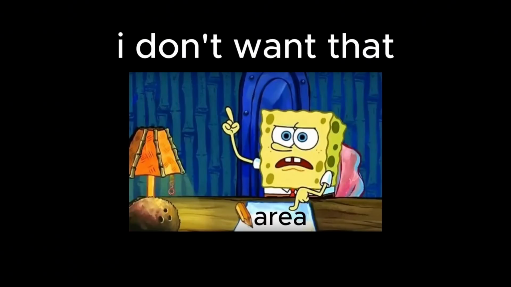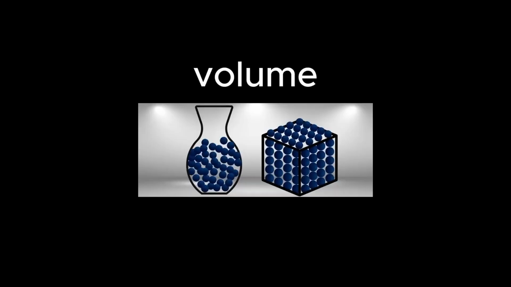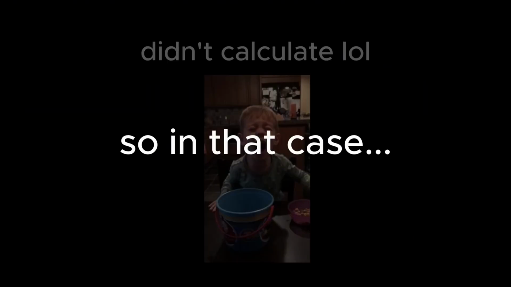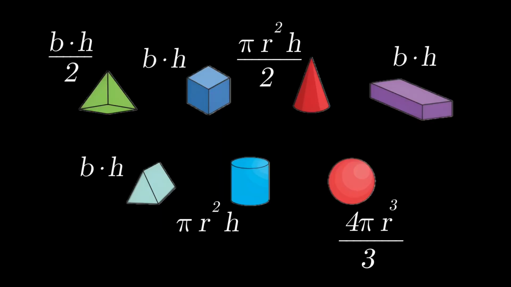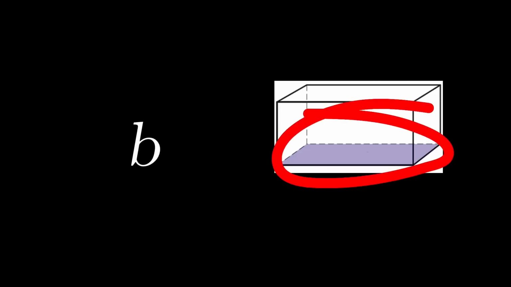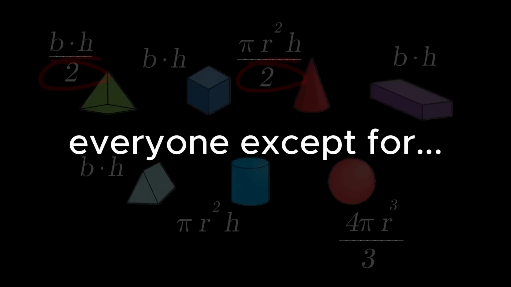Now, if we instead wanted to know how much we could stuff inside of an object, we would need something called volume. Calculating how much candy you could fit inside of your cylindrical shaped bucket on Halloween could be pretty useful, so in that case, you would use this formula. Similar to area, every shape pretty much uses the same base formula b, which is the surface area of the base times the height, with a few adjustments for each shape. Everyone except for, you guessed it right, the sphere again, which now times pi by the radius squared.